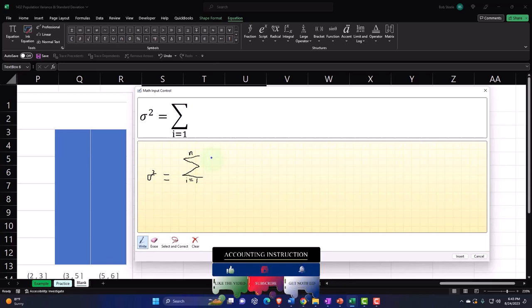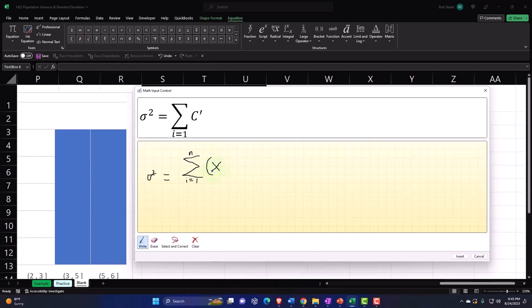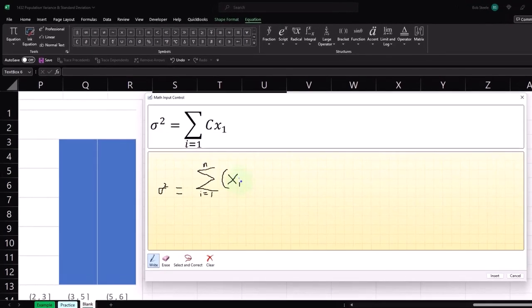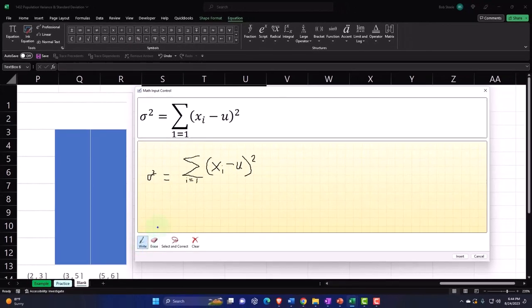And I'm going to say that this is going to be a brackets. I'm going to say x, so it thinks it's a c, but I'm going to put an x, and it picks up the x, and then x sub i minus mu, which is representing the mean, close it up, and then we're going to put squared up top. So there we have it. It still doesn't recognize my N.